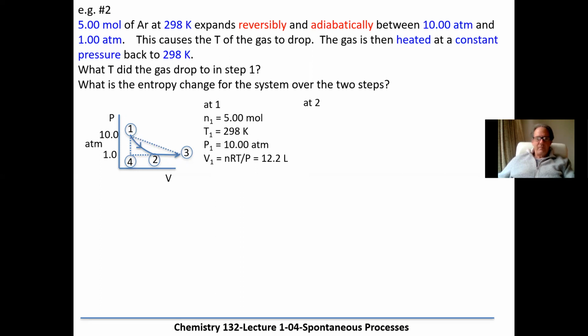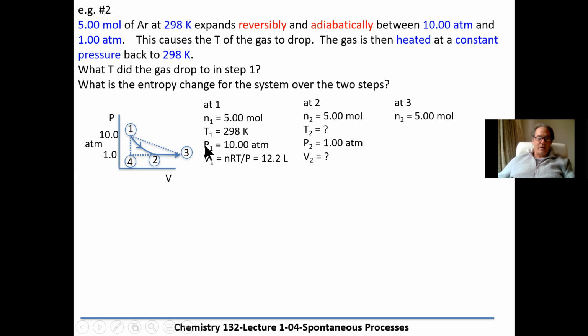Or state 1. At state 2, right here, after the first reversible adiabatic expansion happened at 2, we now know the number of moles of gas is the same, but we don't know its temperature, and we don't know its volume. Uh-oh. Little bit of a roadblock here. We certainly can't solve it using PV equals nRT.